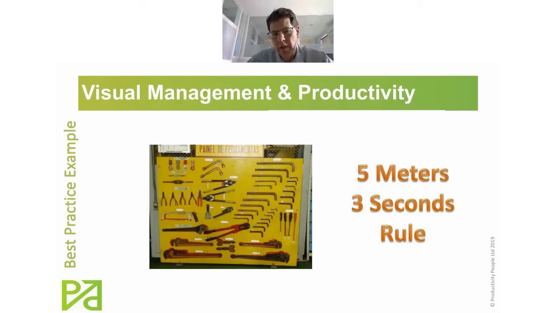Other examples of visual management include this concept of the 5 meter 3 second rule. From 5 meters away, in 3 seconds, can I understand what information is being conveyed to me? You can clearly see in that example there, that's a tool board. Can I understand what tool is missing from that tool board in less than 3 seconds? Yes, I can quite clearly. It's on the right. It's a large screwdriver. It's the sort of approach that will improve efficiency if it's done well.